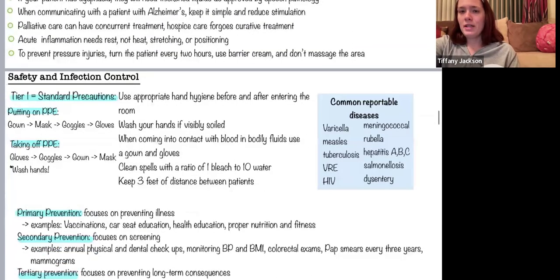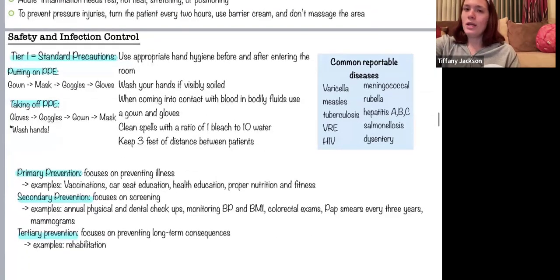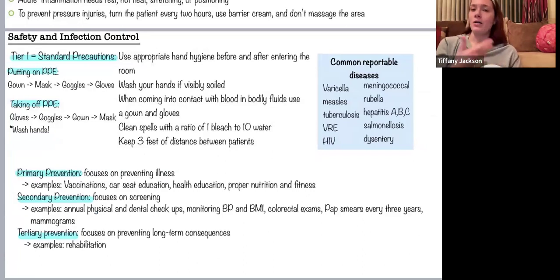When we talk about safety and infection control, we really tie in public health and fundamentals. First thing we're going to talk about is our standard precautions. These are used for every single patient, regardless of what you have. And then depending on what type of precaution they might have, whether it might be contact, droplet, etc., then we add to it. But no matter what, we're always going to follow our standard precautions. We can always add more, but we must follow these for every patient.